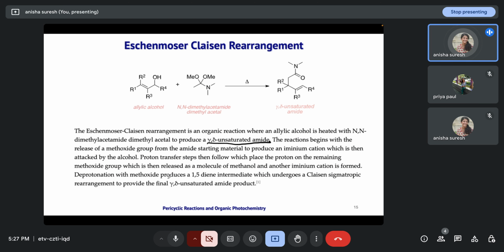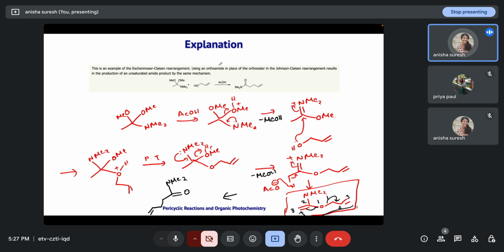Then deprotonation with methoxide produces a 1,5-diene intermediate which undergoes a Claisen sigmatropic rearrangement. So here either OMe minus or OAc minus will be present in the medium which can abstract the proton, and it will result in the formation of this key intermediate that will undergo a 3,3 sigmatropic rearrangement, which is also known as the Eschenmoser-Claisen rearrangement, which will result in the final amide product. Okay.